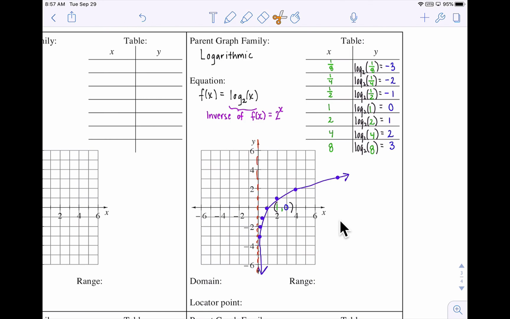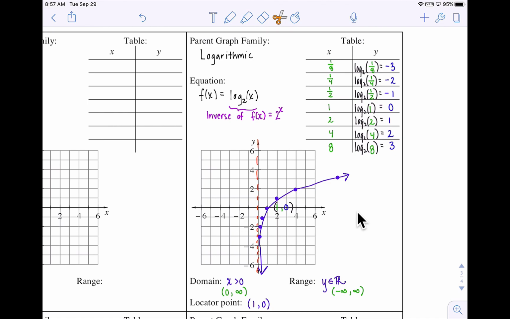Now that I have the graph, I can think about domain, range, and locator point. So we can see on this graph that all the x values are always positive. It doesn't make sense to take the log of negative numbers because you can never output negative numbers in an exponential. The range is anything. This graph goes up and down forever. And the locator point, like we already discussed, is (1, 0).